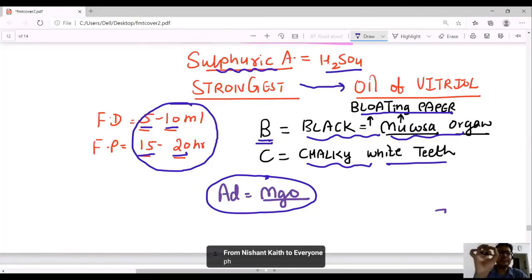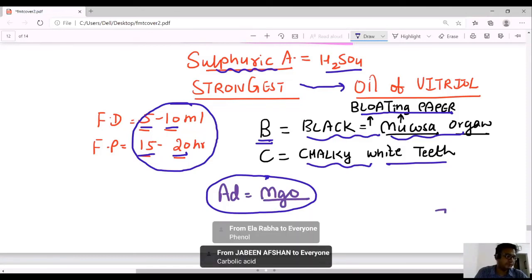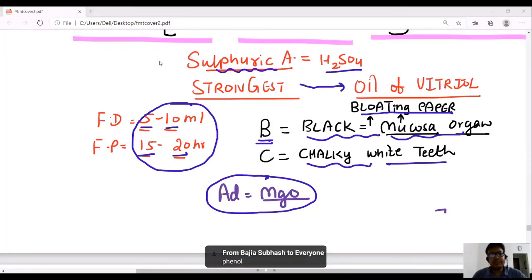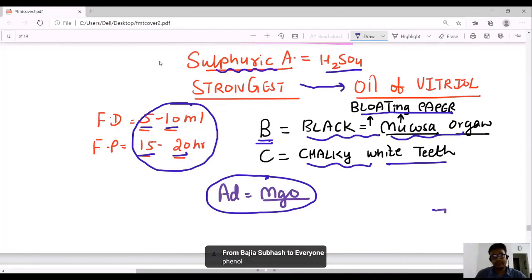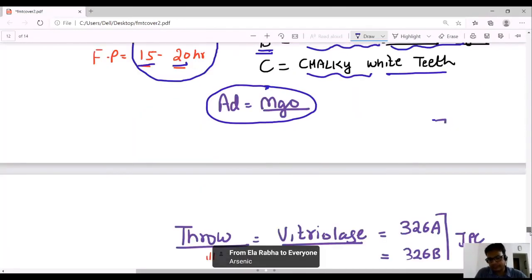By which acid, if the person dies, is decomposition delayed? Yes, friends, it is phenol or carbolic acid. Very good. Did you remember something? Red velvety mucosa is seen in arsenic poisoning.